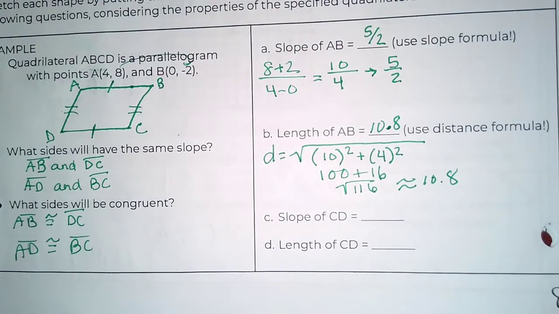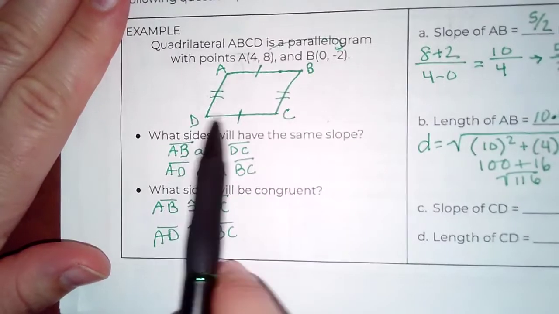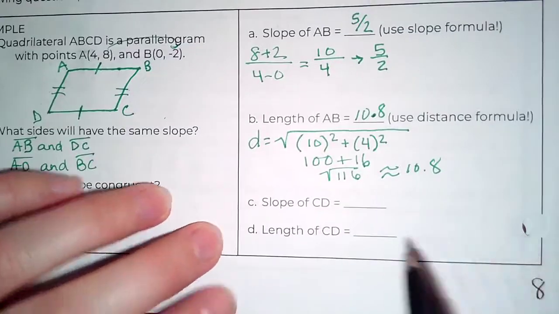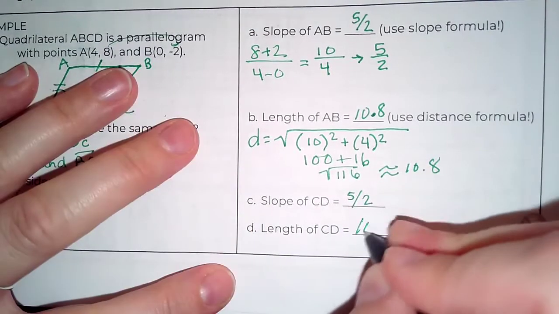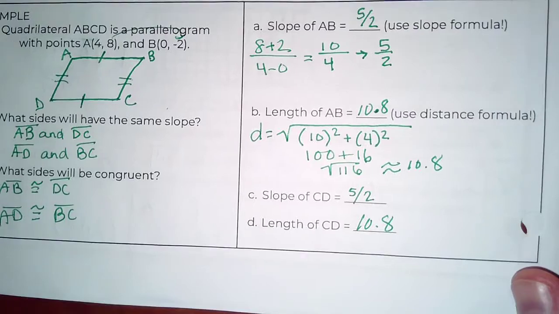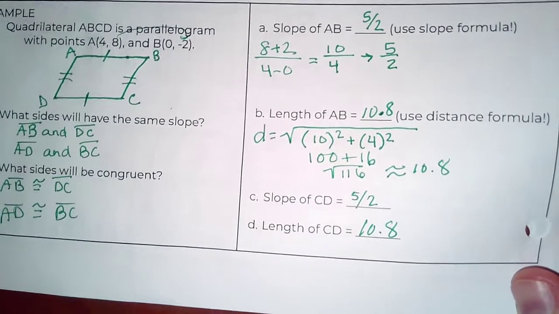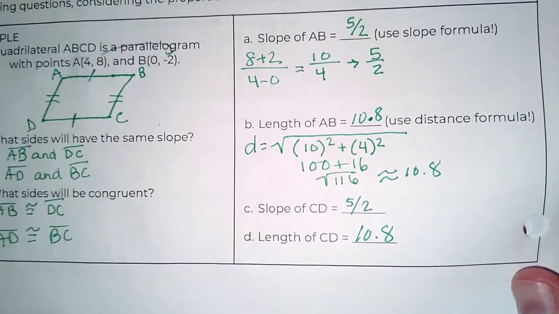So if this is a parallelogram, what's the slope of CD have to be? Same thing as AB. So AB and CD are parallel, so they'll have the same slope, so it should be 5 over 2. The length of CD should be the same. It should be 10.8. Questions? Flip to the next page.